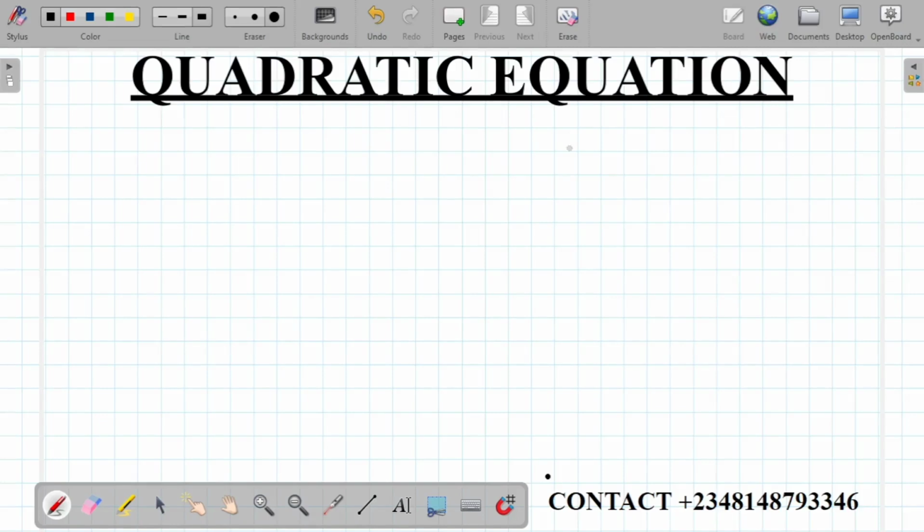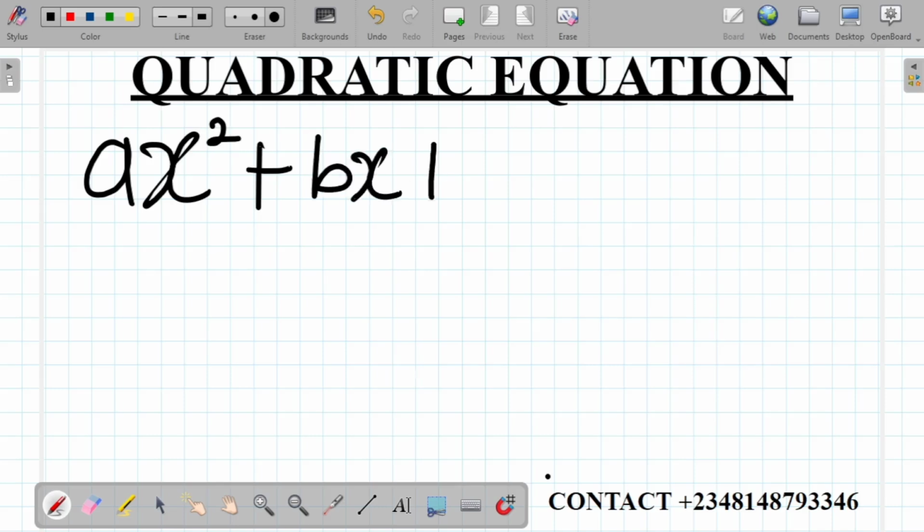In today's class, we are going to be dealing with quadratic equations. Quadratic equations are second-degree polynomial equations, which means that the highest power of x cannot be greater than 2. The typical form of a quadratic equation is ax raised to power 2 plus bx plus c is equal to 0. Here you can see clearly that the highest power of x is not greater than 2.